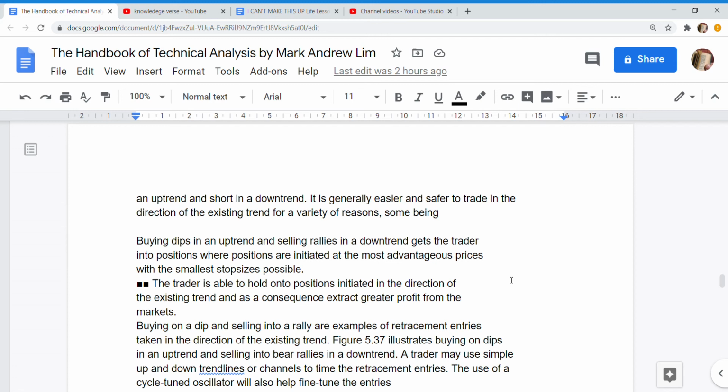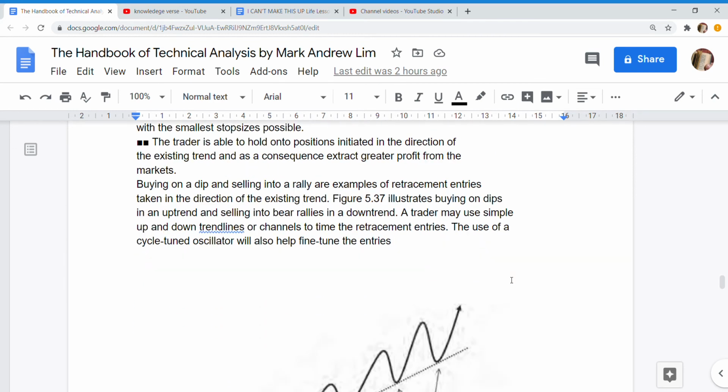Buying on a dip and selling into a rally are examples of retracement entries taken in the direction of the existing trend. Figure 5.37 illustrates buying on dips in an uptrend and selling into bear rallies in a downtrend. A trader may use simple up and down trend lines or channels to time the retracement entries. The use of a cycle-tuned oscillator will also help fine-tune the entries.